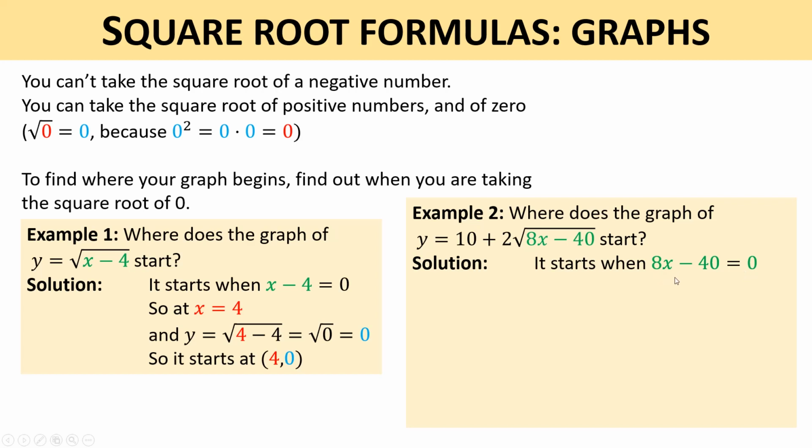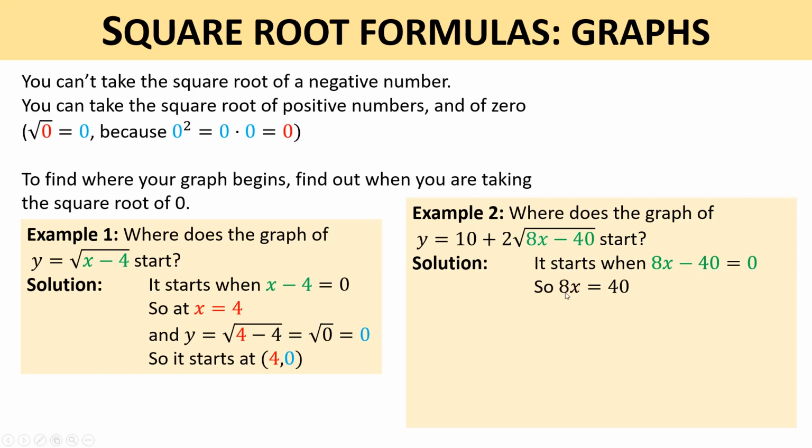So how do we solve this equation again? Well, we want to know what x is. So we don't want this 8 here, and we don't want this minus 40 here. So we're going to remove this minus 40 by adding 40. And we can do that if we add 40 on the other side as well. So 8x equals 40.